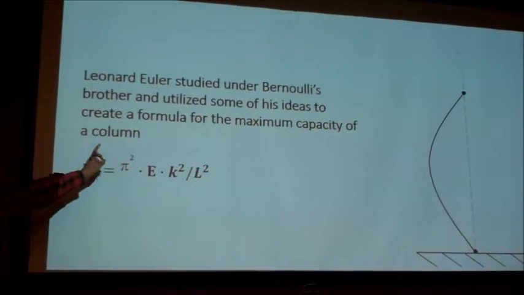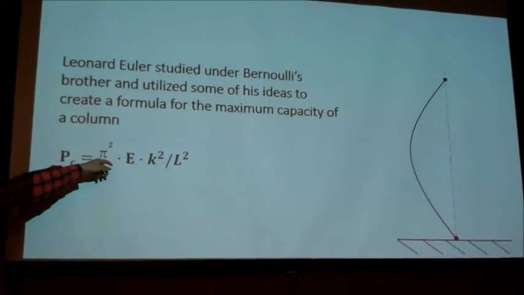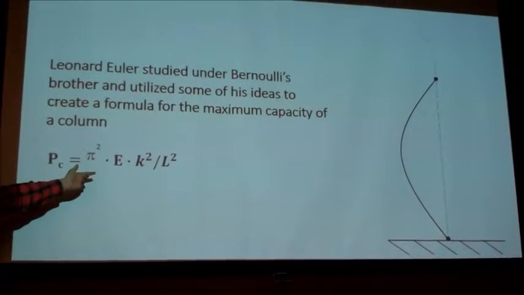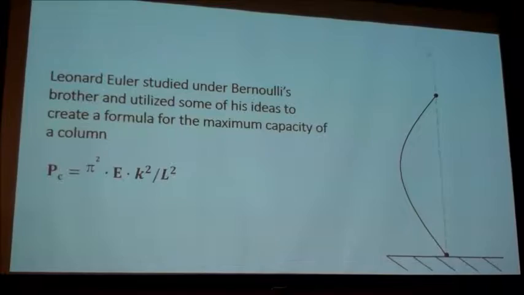So you have pi squared times E, which is elasticity, times K, which is kind of like the spring constant, and then we have the unbraced length.